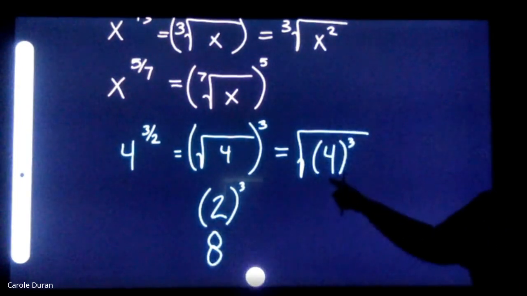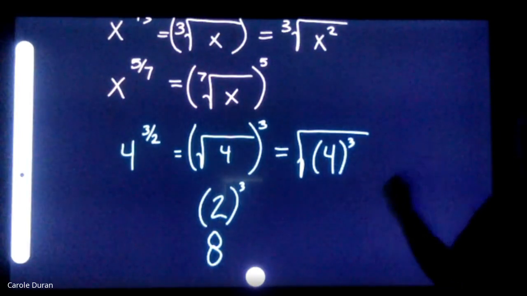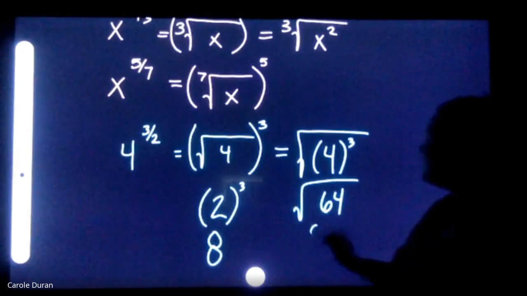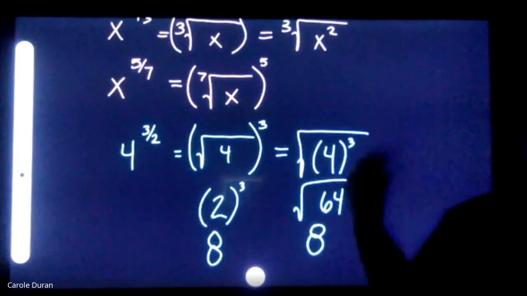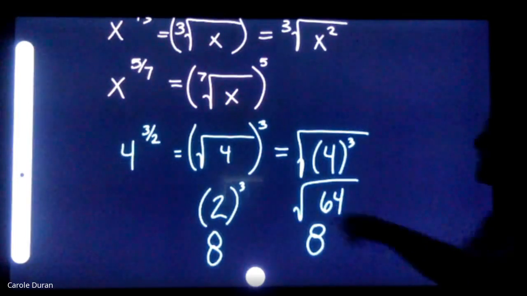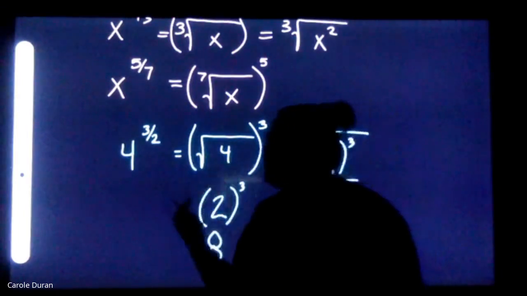Let's check to make sure this one works out the same way. What's 4 cubed, which is 4 times 4 times 4? 64. And then what's the square root of 64? 8. So by being able to convert between rational or fractional exponents and radicals, I'm able to solve things that look completely unsolvable.